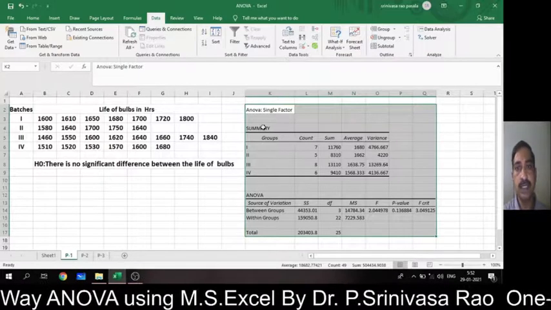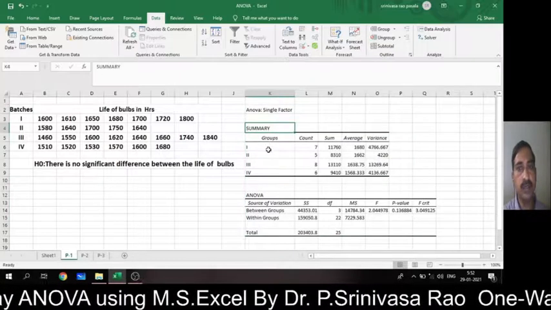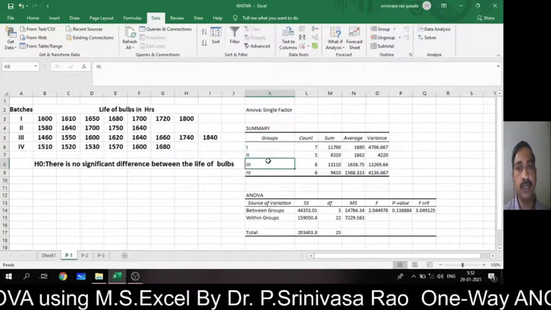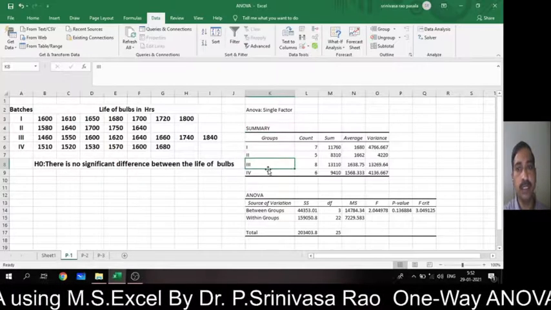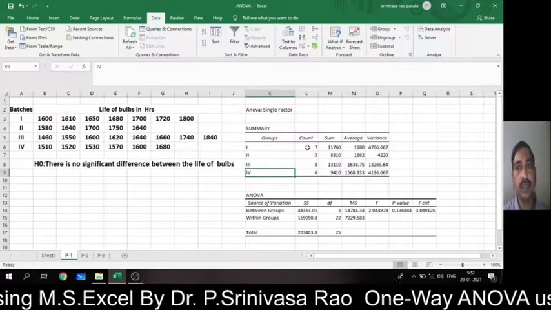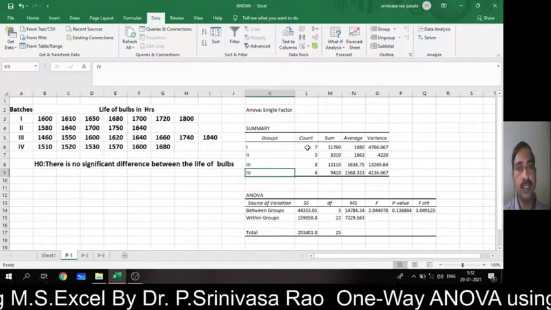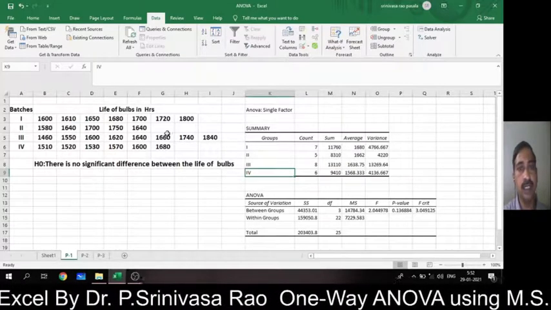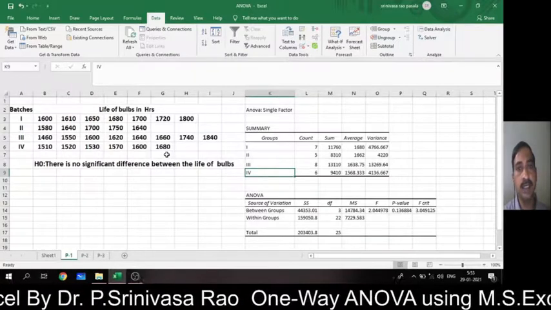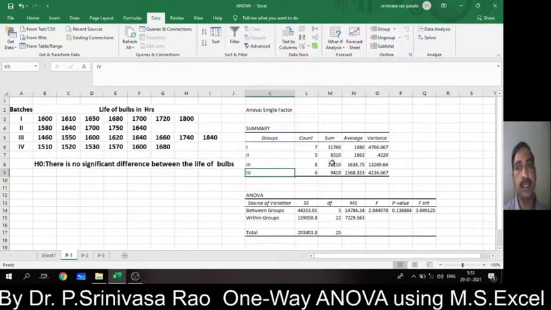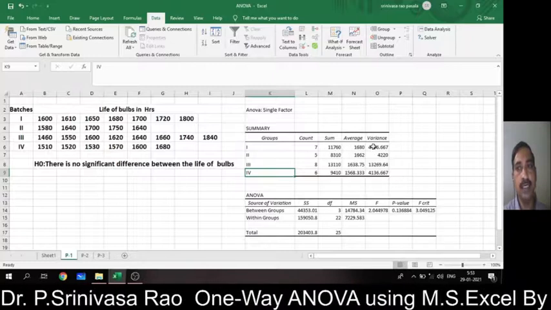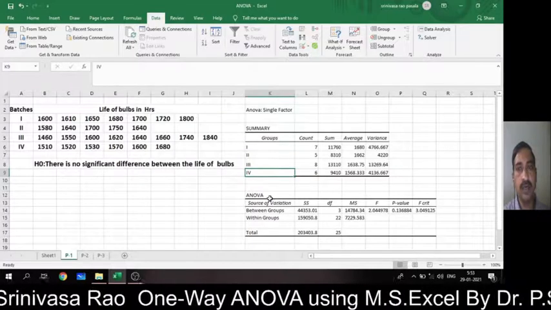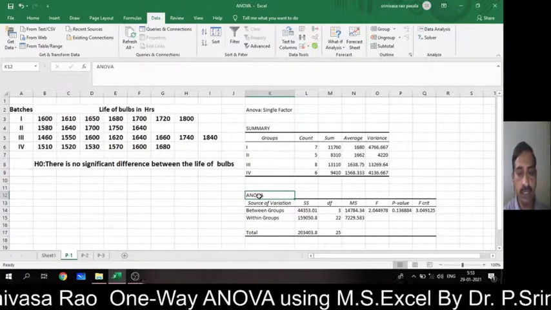Here it gives the summary. There are the groups: first batch of electric bulbs, second batch, third batch, and fourth batch. The next is count, how many observations there are. In the first there are 7, the second batch 5, the third 8, and the fourth again 6 observations. Their sum is the total. Average, and this is the variance. So now our objective is ANOVA, and this is the ANOVA table.